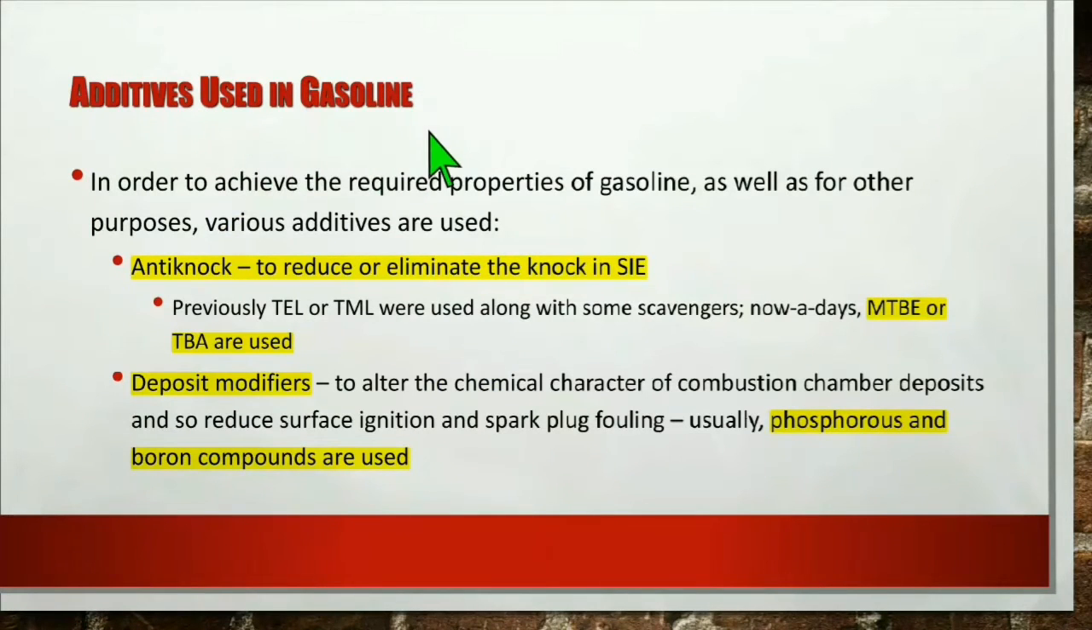Additives used in gasoline. In order to achieve the required properties of gasoline, as well as for other purposes, various additives are used. Anti-knock. To reduce or eliminate the knock in SI engine, previously TEL or TML were used along with some scavengers. Nowadays, MTBE or TBA are used. Deposit modifiers. To alter the chemical character of combustion chamber deposits and to reduce surface ignition and spark plug fouling, usually phosphorus and boron compounds are used.